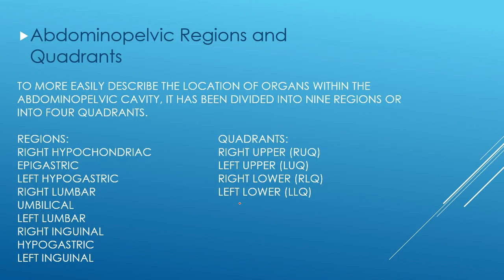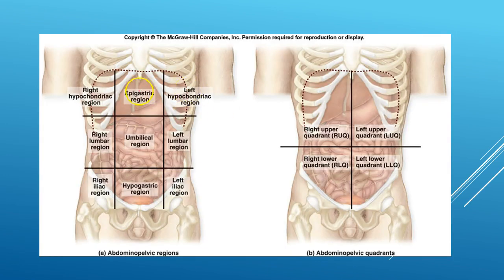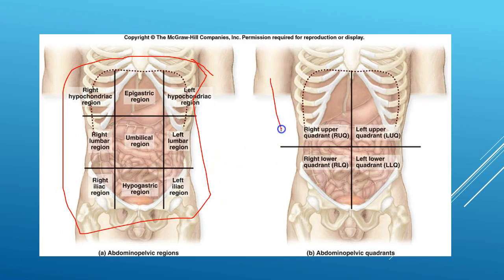All right. Last but not least, abdominal pelvic regions and quadrants. If anything, we will focus on the quadrants. So this is a way to divide and locate areas in the abdomen or the abdominal pelvic cavity. We'll just head straight to the picture. So different regions. We've got right hypochondriac region. We've got left lumbar region. Again, you really won't be tested on this particular section here.